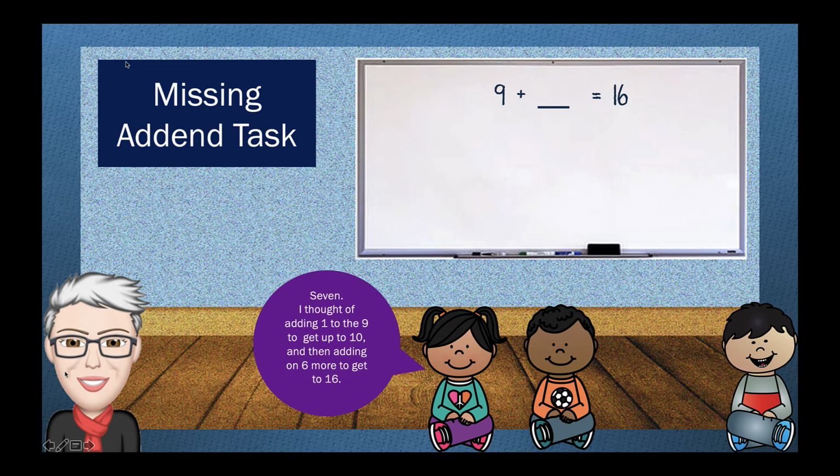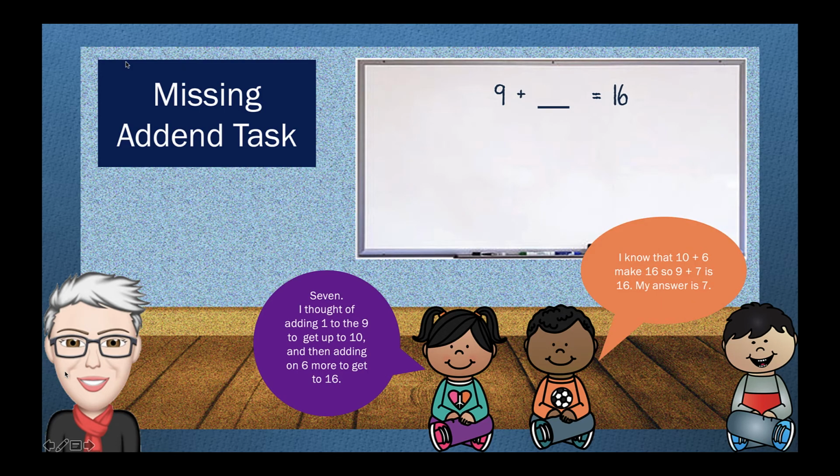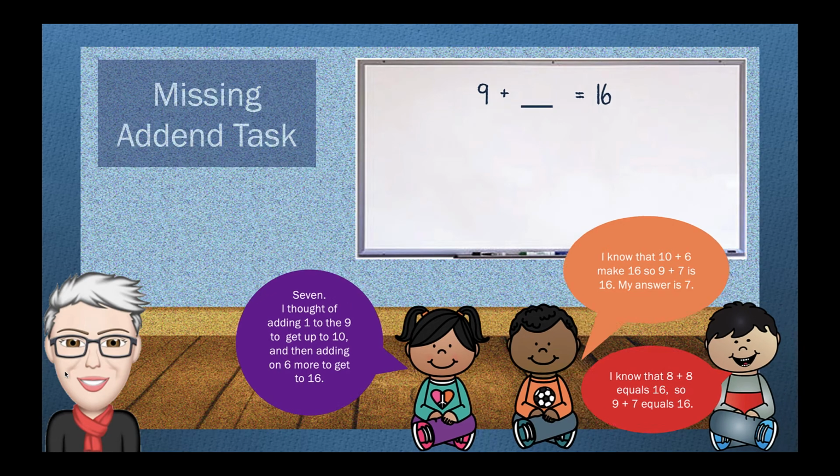Amanda: 7. I thought of adding 1 to the 9 to get up to 10, and then adding on 6 more to get to 16. Mark: I know that 10 plus 6 makes 16, so 9 plus 7 equals 16. My answer is 7. Jose: I know that 8 plus 8 equals 16, so 9 plus 7 equals 16. What type of notation might the teacher use to record each child's reasoning?